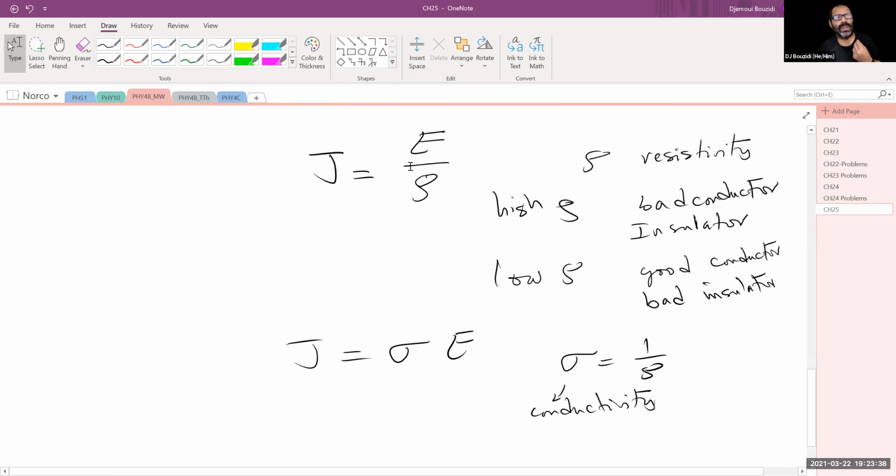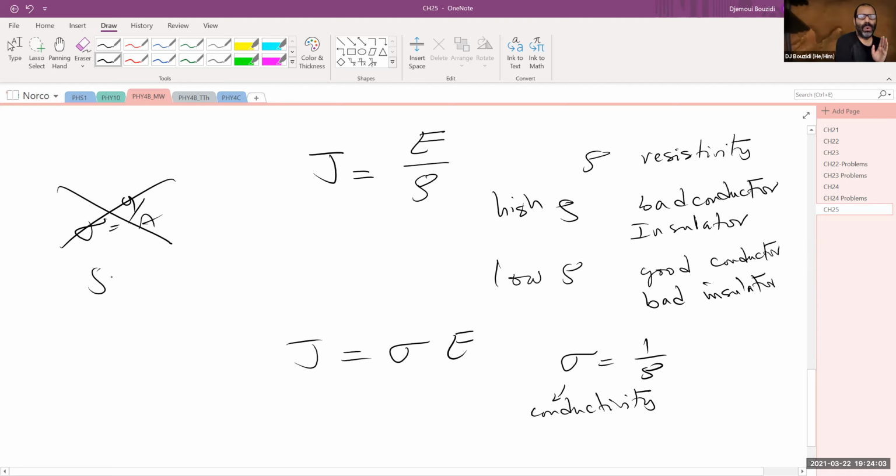It's proportional to the electric field, either expressed in terms of the resistivity, as I expressed it here, or in terms of the conductivity, which is just the inverse of the resistivity. Please do not confuse the sigma and the rho that we've been dealing with so far, as the charge per unit area or the charge per unit volume. Those have nothing to do with this rho and sigma. Sigma in the past was Q over A. This is not what we're doing today. Rho was in the old days Q over V. That's not what we're doing today.